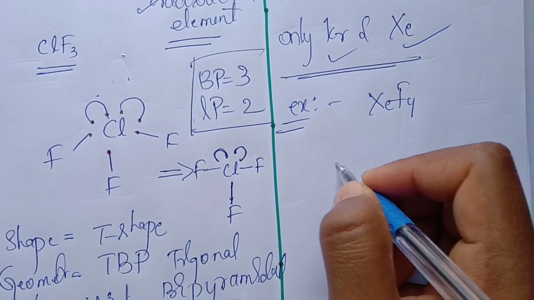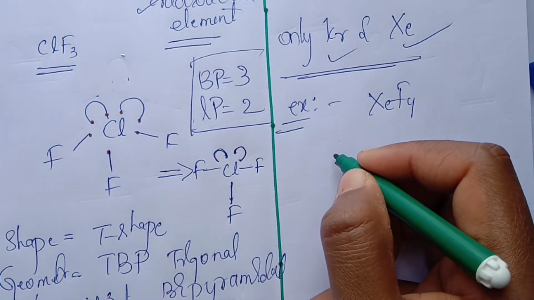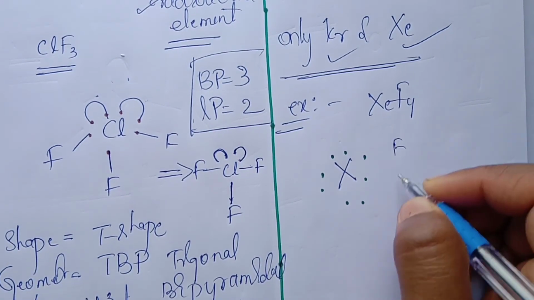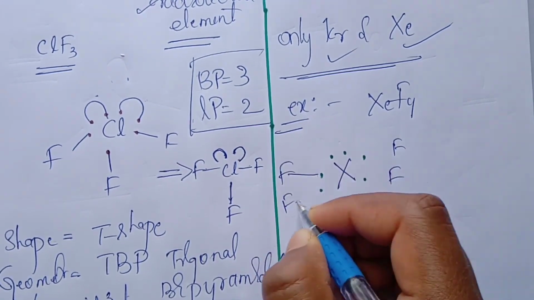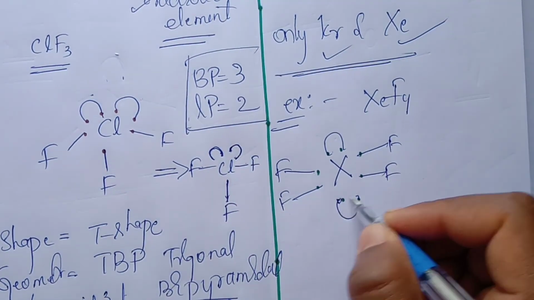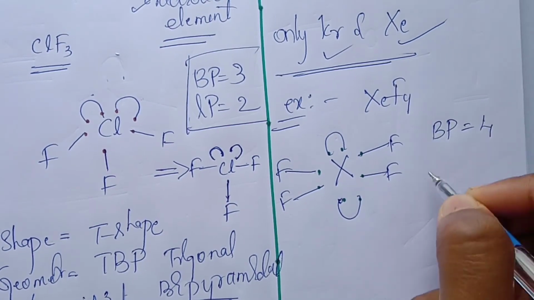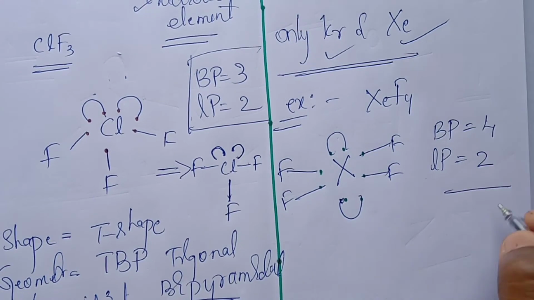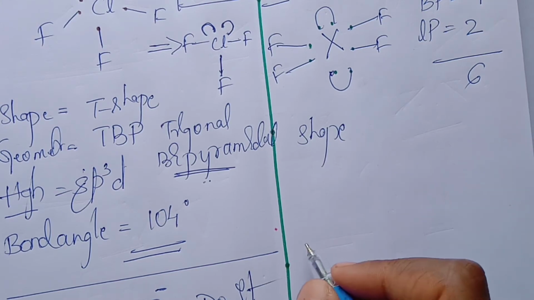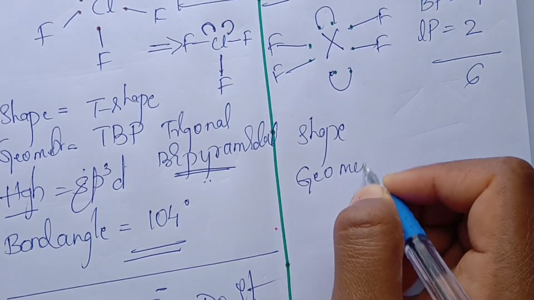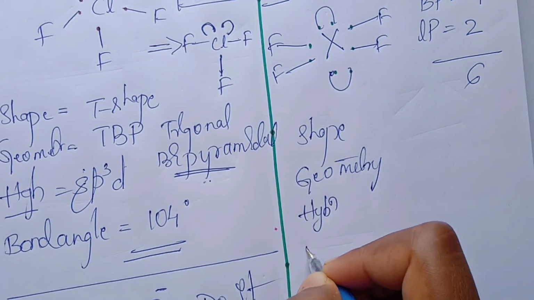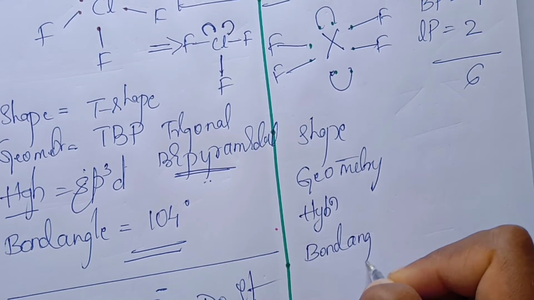XeF4. Xe has how many valence electrons? 8. 1 2 3 4 5 6 7 8. Okay, fluorine, 4 fluorines. 1 2 3 4. How many bond pairs? Bond pairs is equal to 4. Lone pairs is equal to 2. Total 6. Shape. Geometry. Hybridization. Bond angle.